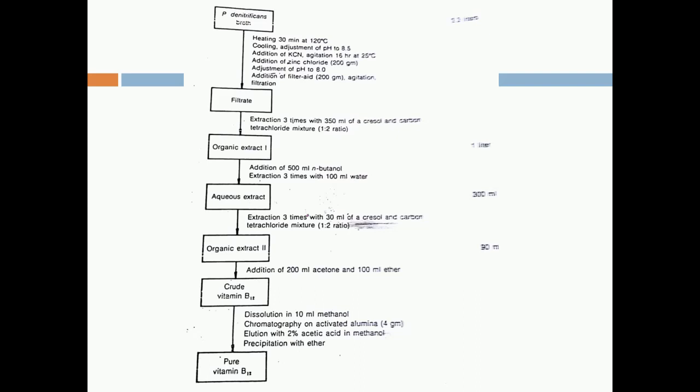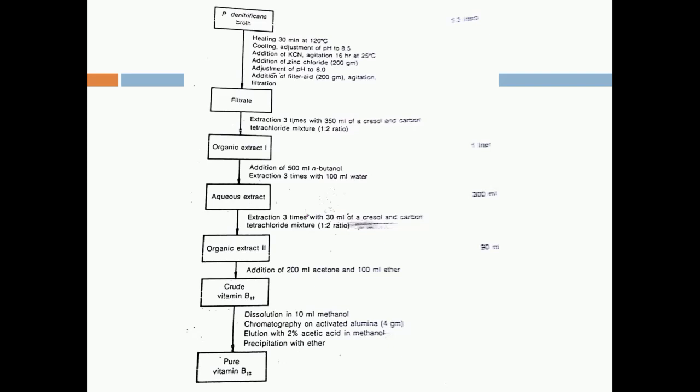Once your filtrate is collected, they do a lot of extraction processes. Various stages of extraction are carried out. So they use cresol and carbon tetrachloride. These are organic solvents, and they use them 3 times. The cresol and carbon tetrachloride mixture is used in the ratio 1:2, and that is used 3 times for extraction. So you will get organic extract 1, 2, 3 like that.